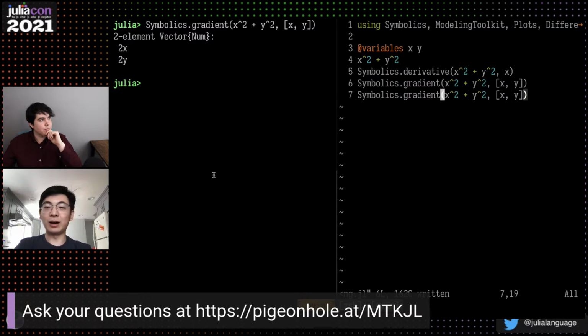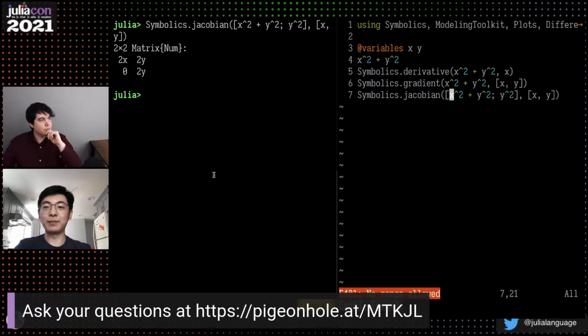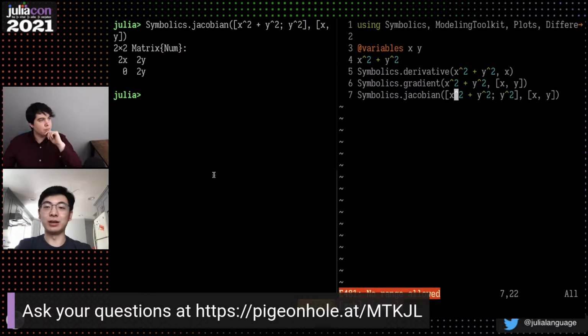So if we have an Rn to Rn function, then we can use the Jacobian to compute the Jacobian matrix. So for instance, this would be the Jacobian of this array expression, right? And then as expected, the Jacobian must be upper triangular because of the incidence.